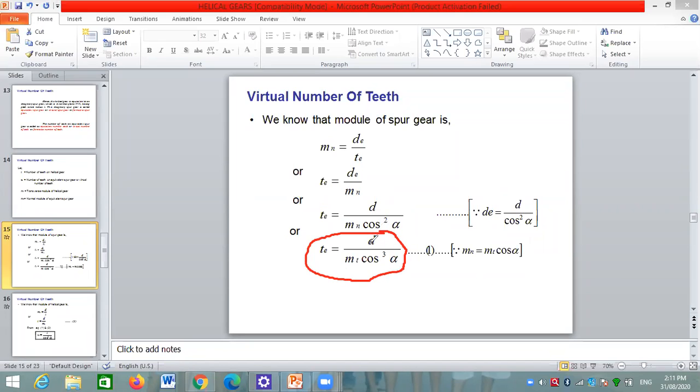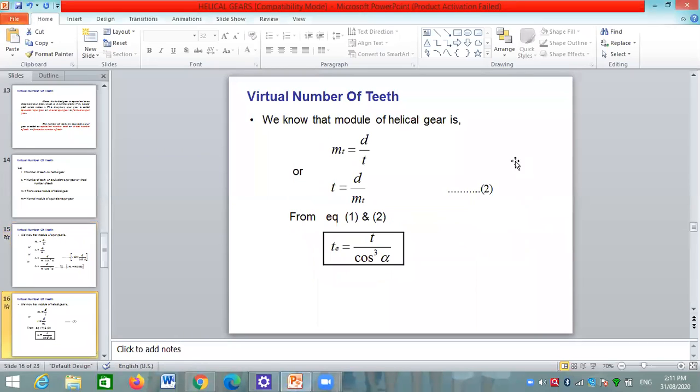I will share this PPT with you, so you can see it and understand better. Therefore, the formula for T equivalent is equal to D upon Mt into cos cube of alpha. And the formula for module is equal to D upon T. If we put Mt is equal to D upon T, by putting this value, the equation for T equivalent is equal to T upon cos cube of alpha.